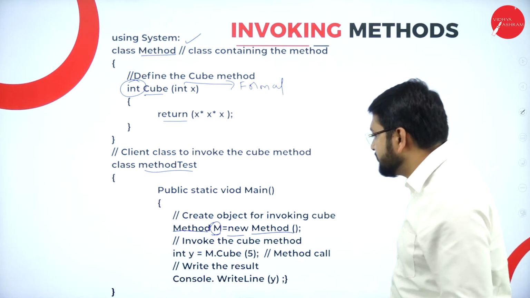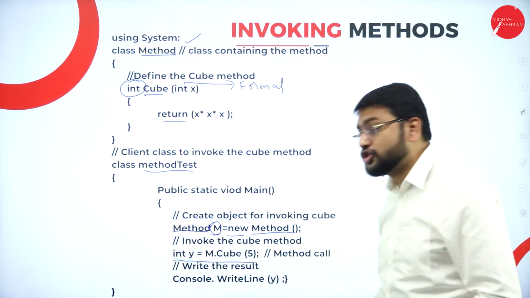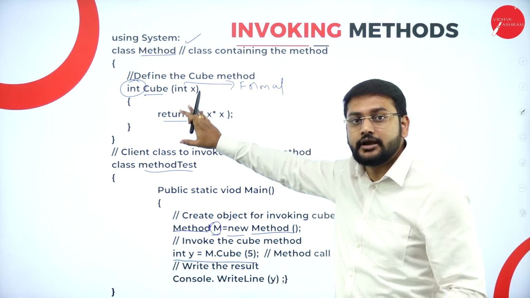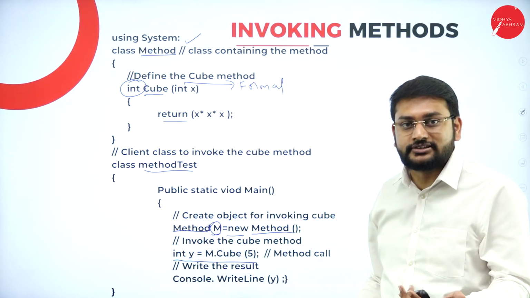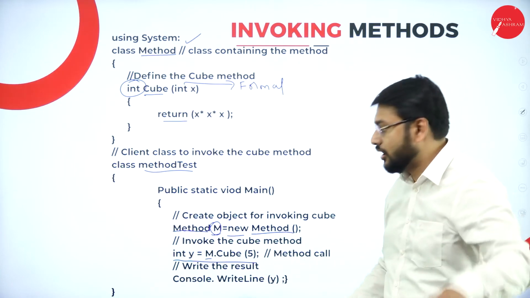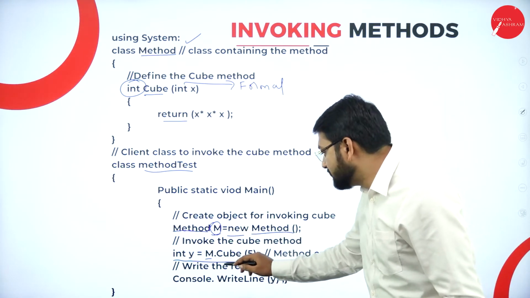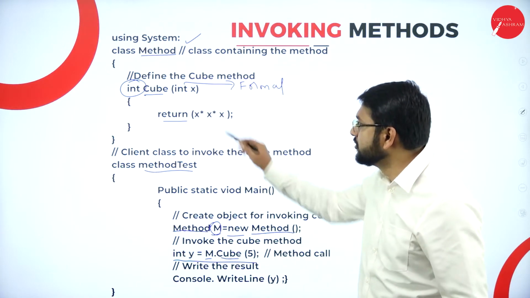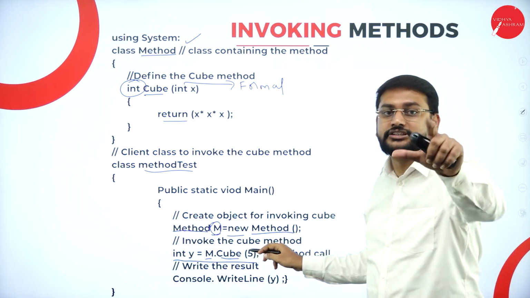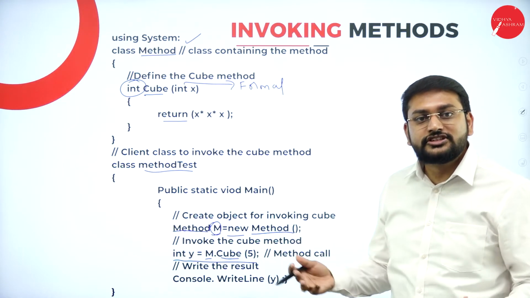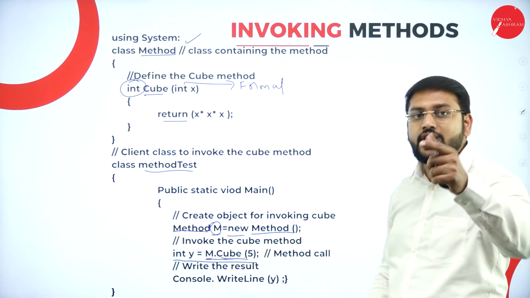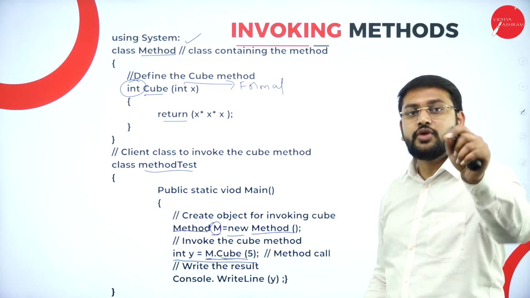Observe here, I'm trying to invoke the method. Which method? This method. How do I do that? You all know the syntax, right? First, the object name. Observe here, I'm using m. m is what? The object you have created. Object dot cube. Cube is the method name. And the parameter I'm passing is 5. That 5 is the actual parameter. This statement is what I will call a method call, or invoking the method.